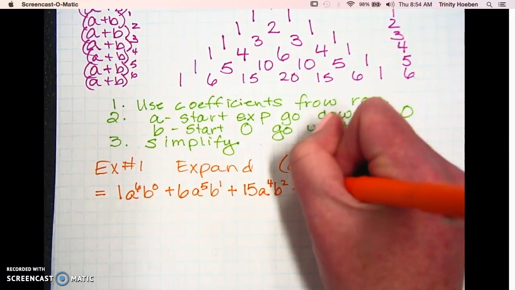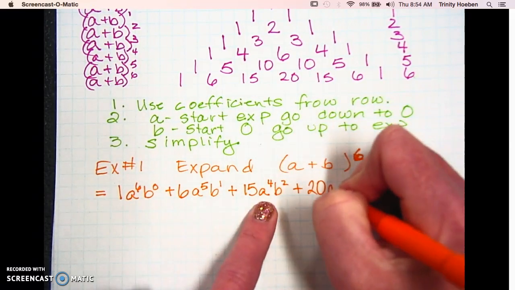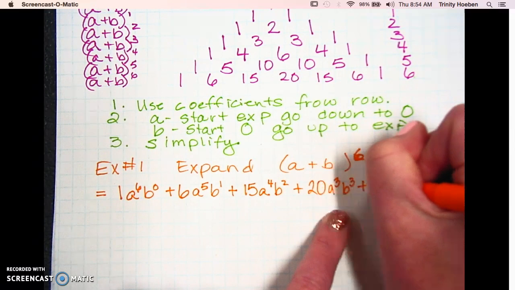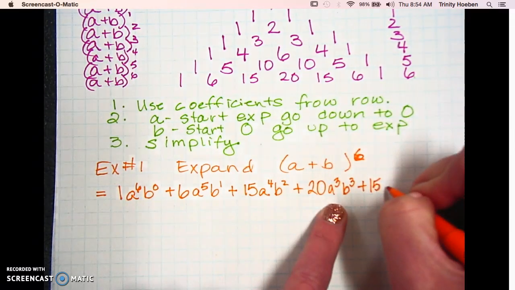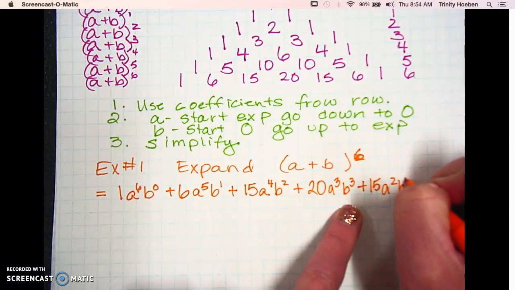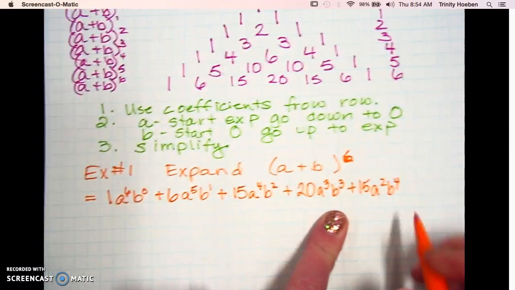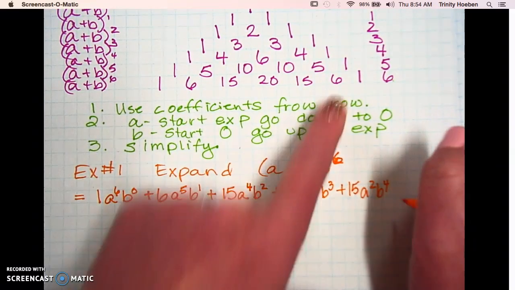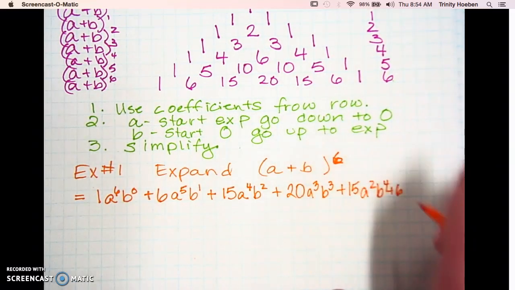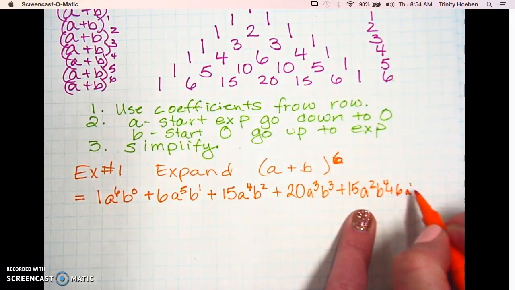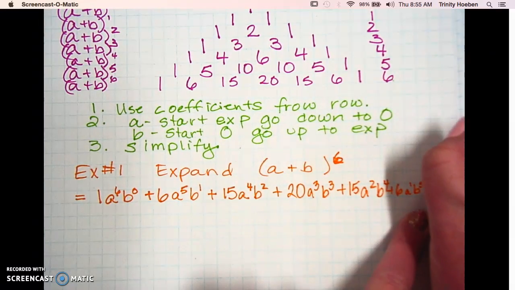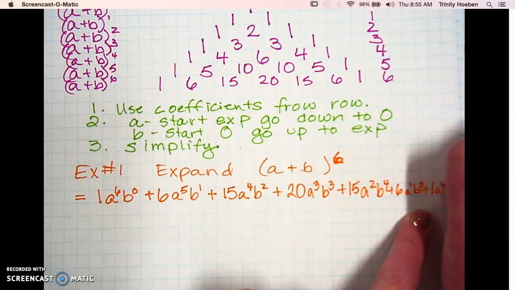Next coefficient is 20. So subtract 1 from the A, add 1 to the B. Next coefficient is 15. Subtract 1 from the A, add 1 to the B. I'm running out of room. Let's see. So the next coefficient is 6. I'm going to squeeze it in real small. So that'll be A to the first, B to the fifth. And the last term has a coefficient of 1, A to the 0, B to the 6th.